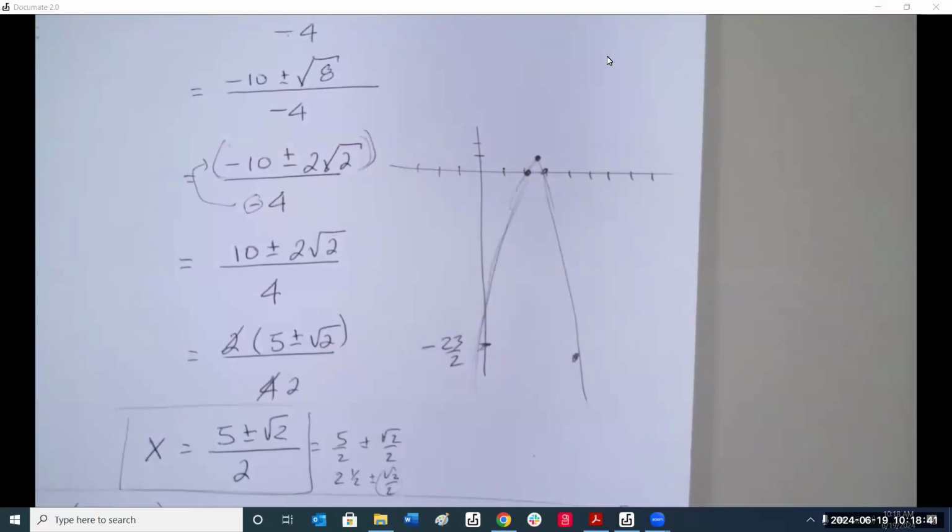What's the hardest part about this process? Or is there one? It doesn't have to be one if you don't think it's hard. It's just maybe fractions. If it's a fraction, that's going to be the hardest part. But the x-intercepts, quadratic formula, plug and play. The vertex, plug and play. The y-intercept, just observation. Axis of symmetry is the x value of the vertex.